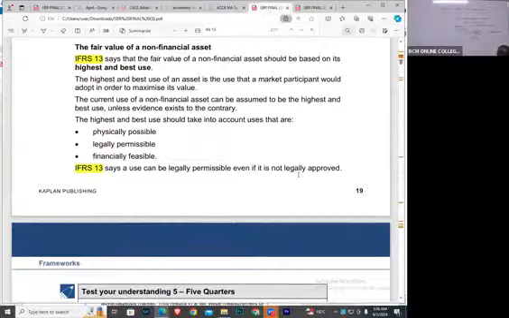So what is the best use? Should I sell this land or should I build on it? If I build on it, I'm going to get cash flows from my rental property. So the best use could be that, or selling the land. So what is the best use? Very, very important for us to appreciate this, ladies and gentlemen.